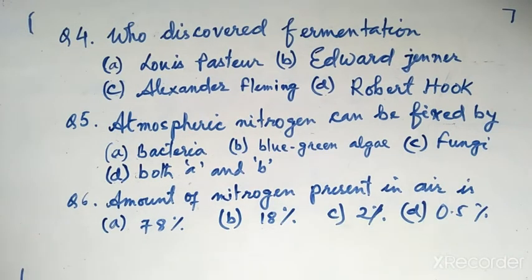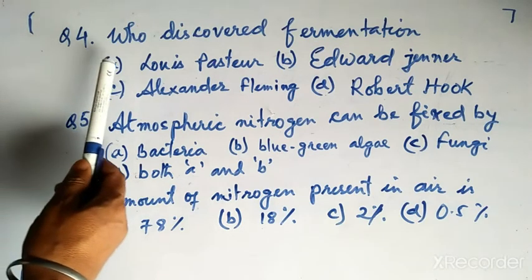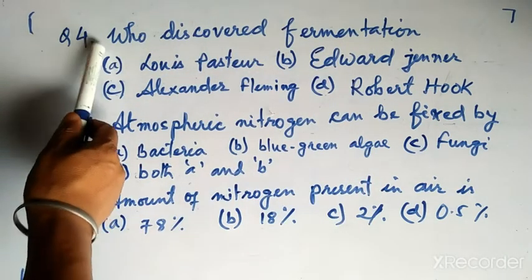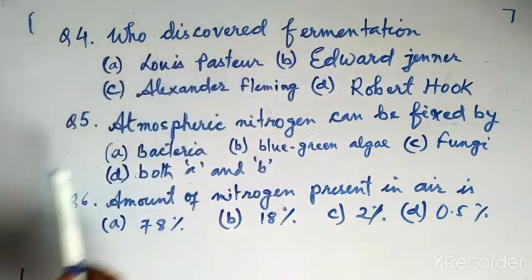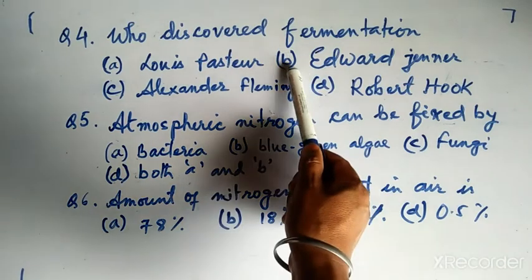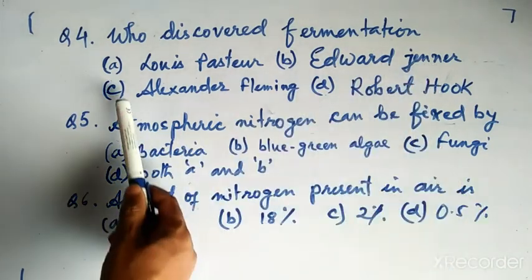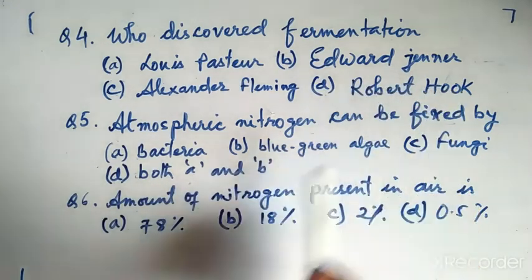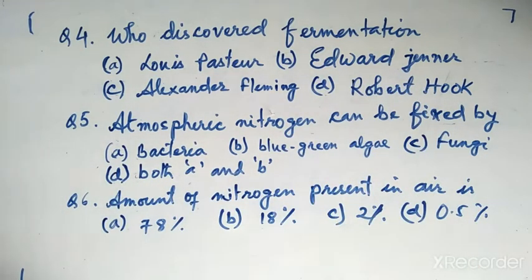Now let's study some more questions. Question number 4. Who discovered fermentation? Option A, Louis Pasteur. Option B, Edward Jenner. Option C, Alexander Fleming. And option D, Robert Hooke. The correct option is A. Louis Pasteur discovered fermentation.